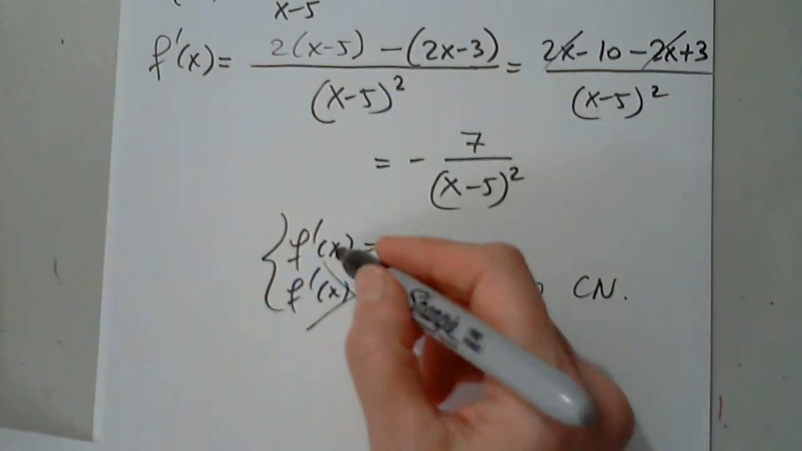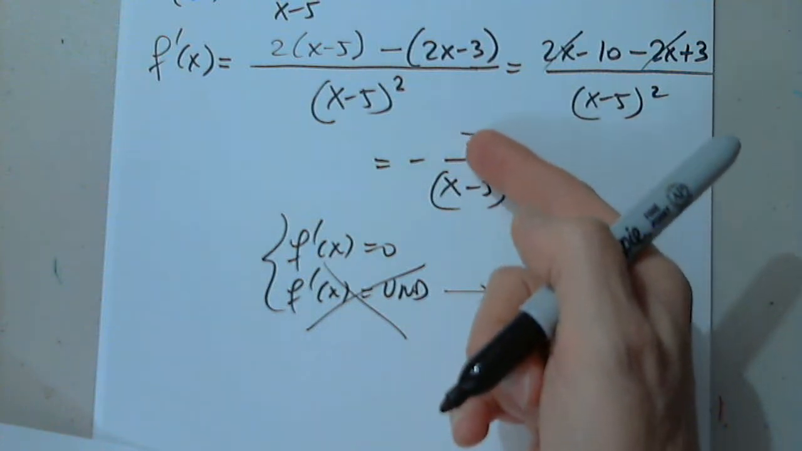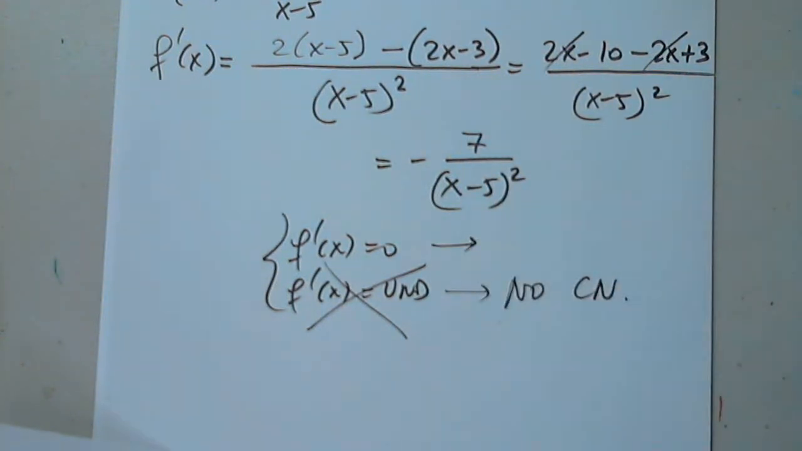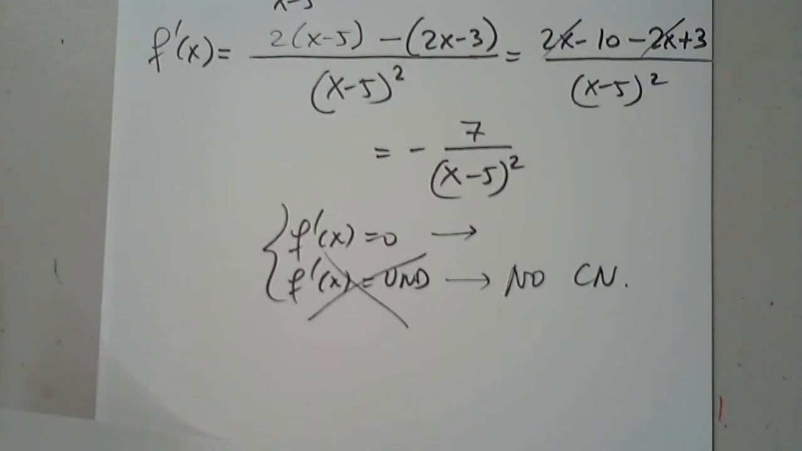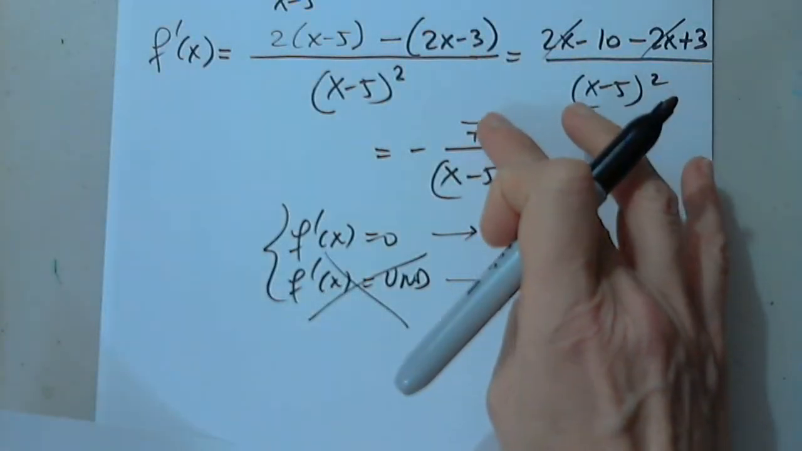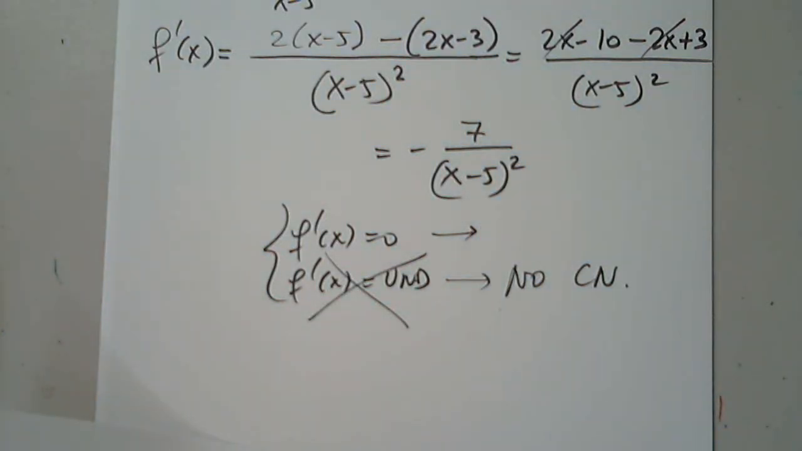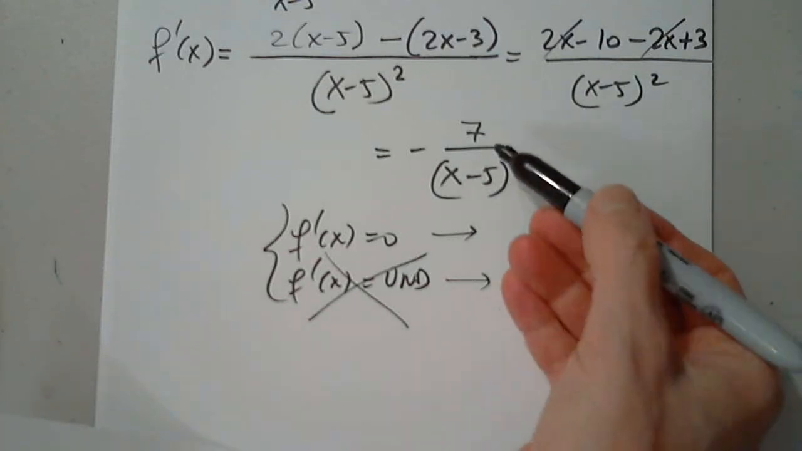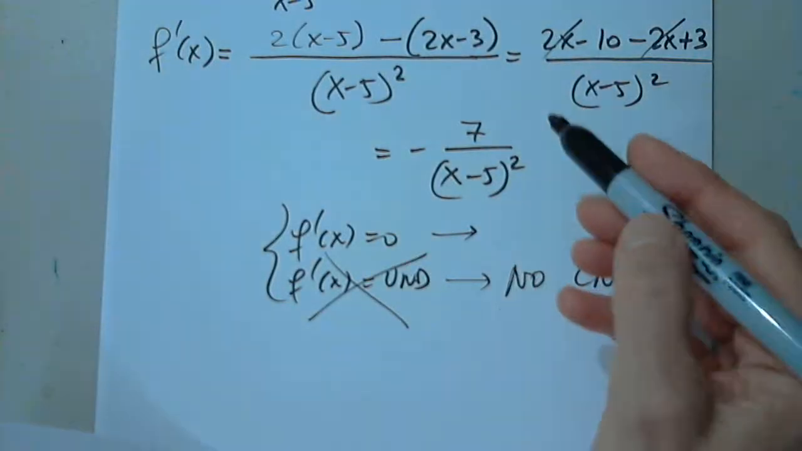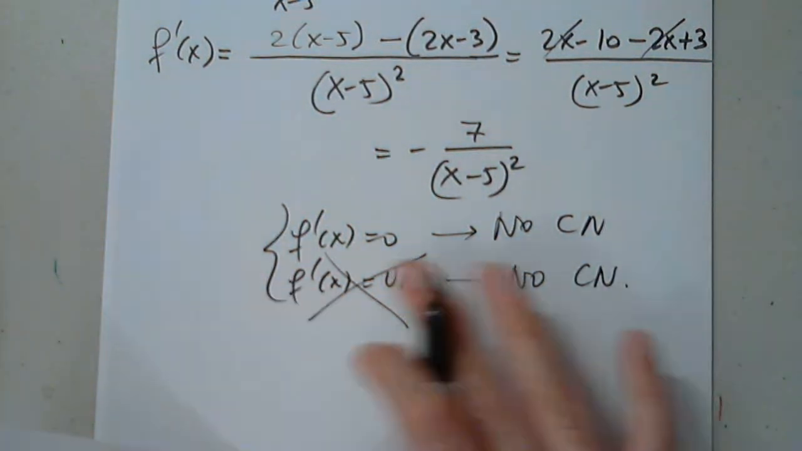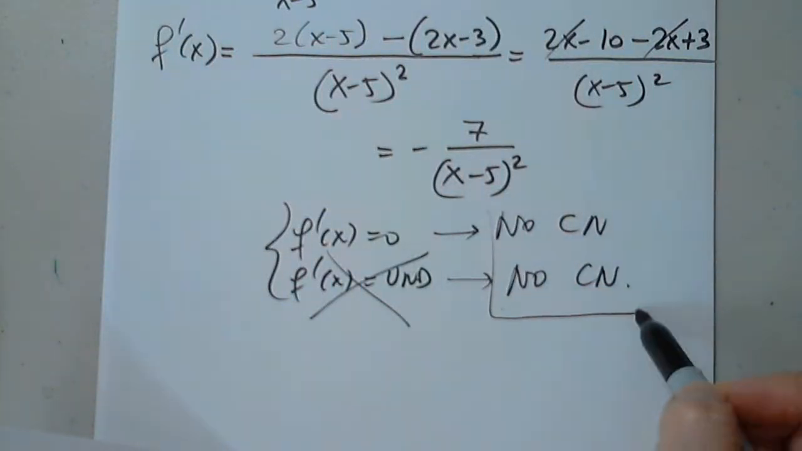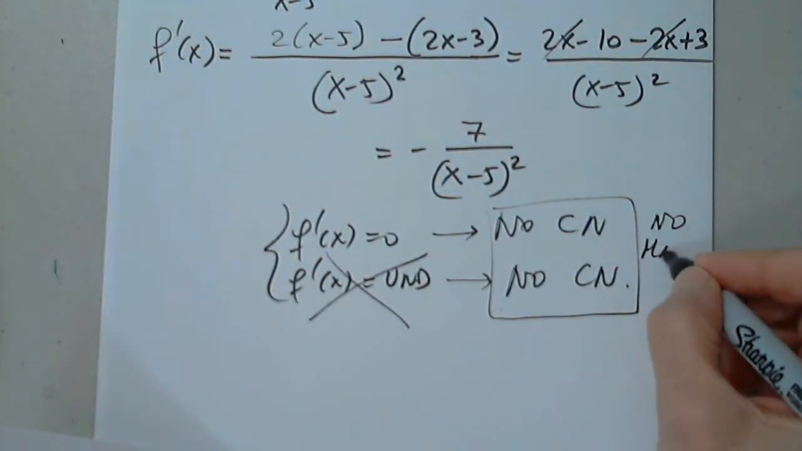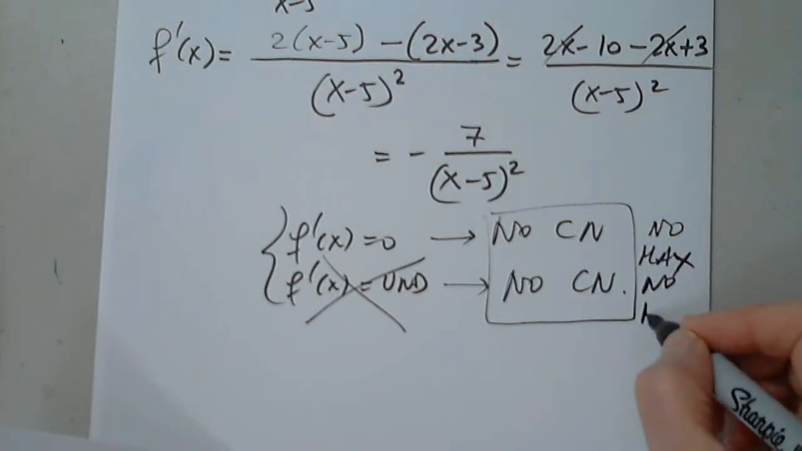Good. What about f prime of x equals 0? When can this function be 0? It's a fraction. When is a fraction 0? When the numerator is 0. Can the numerator be 0? Nope. So then I know for sure no critical numbers. No max, no min. If there are no critical numbers, no max, no min.